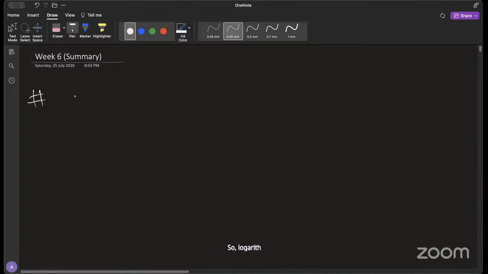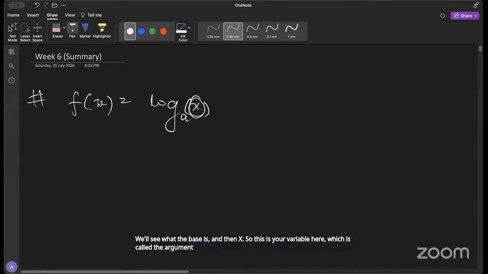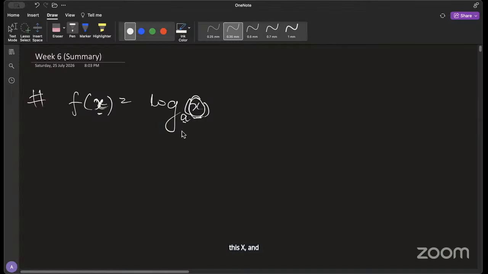A logarithmic function is basically f(x), and you're defining the function as log, and we have something called a base. Let's just have the base as a. We'll see what a base is, and then x. This is your variable, which is called the argument of your function. The quantity that varies here is this x, and your a is supposed to be fixed.